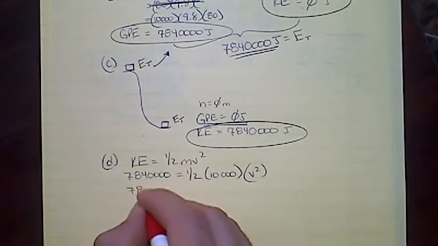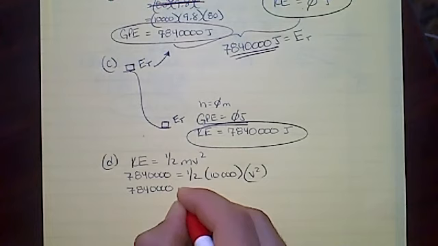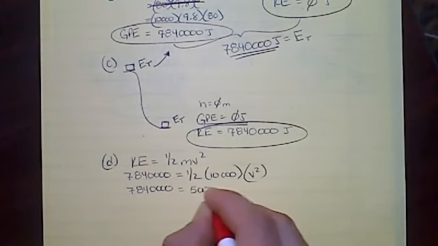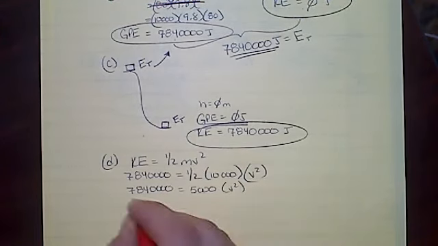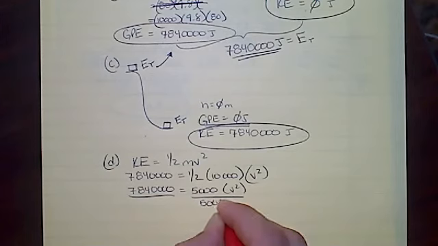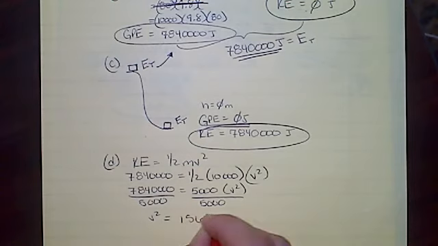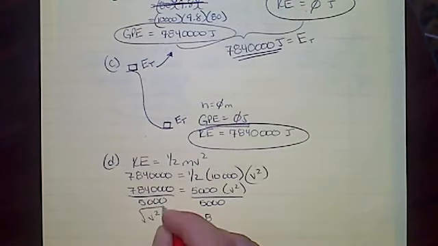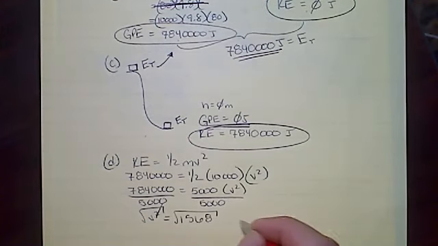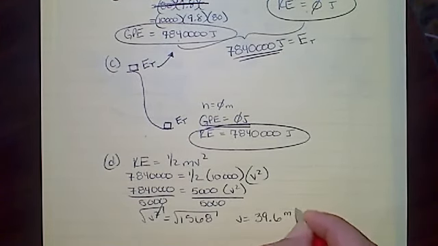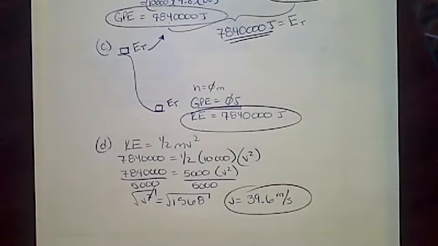We get 7,840,000 equals 5,000 times V squared. We divide by the 5,000. We get V squared as equaling 1,568. Then what do we do to undo the square? Correct, we square root it. And we get V as equaling 39.6 meters per second. Excellent job, guys. Excellent, excellent job.